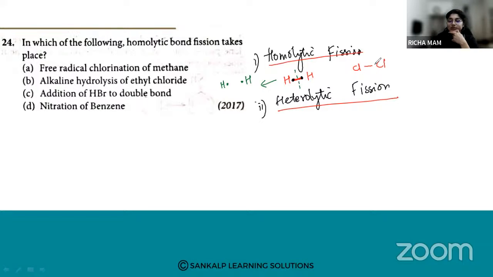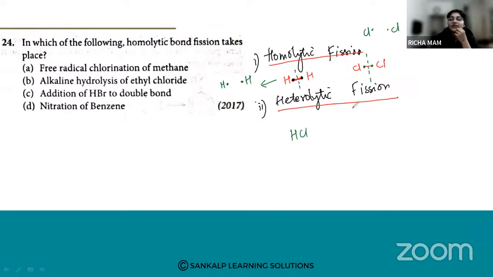Similarly, if I take chlorine, the pair of electrons is shared between the atoms and forms a bond. When a homolytic cleavage takes place, equal numbers of electrons are distributed to each atom. So this is homolytic. Now, what do you mean by heterolytic fission?